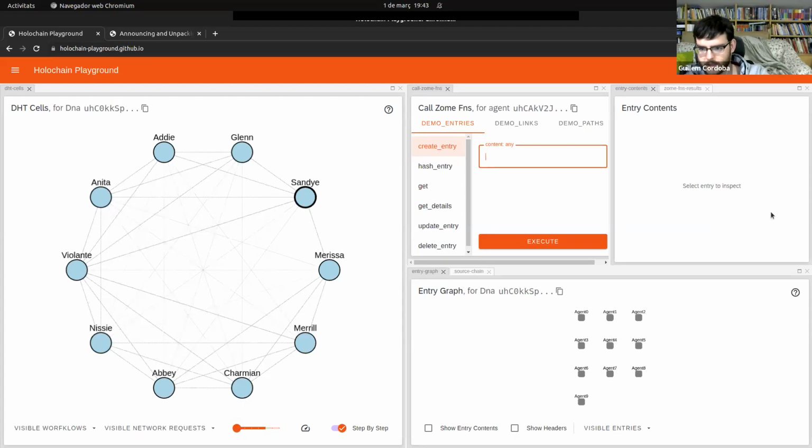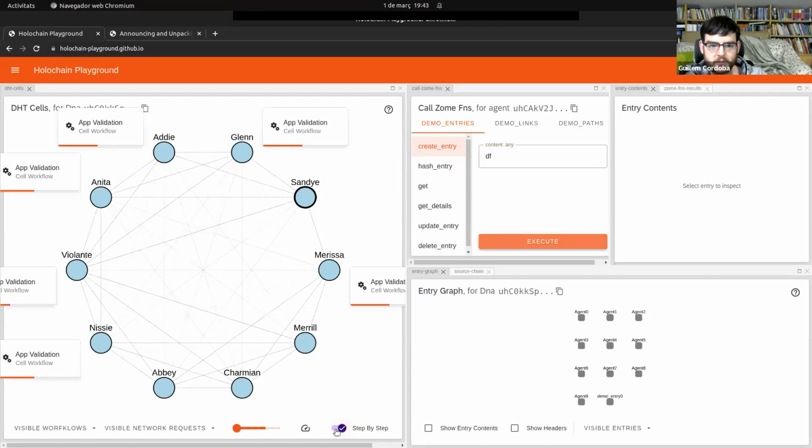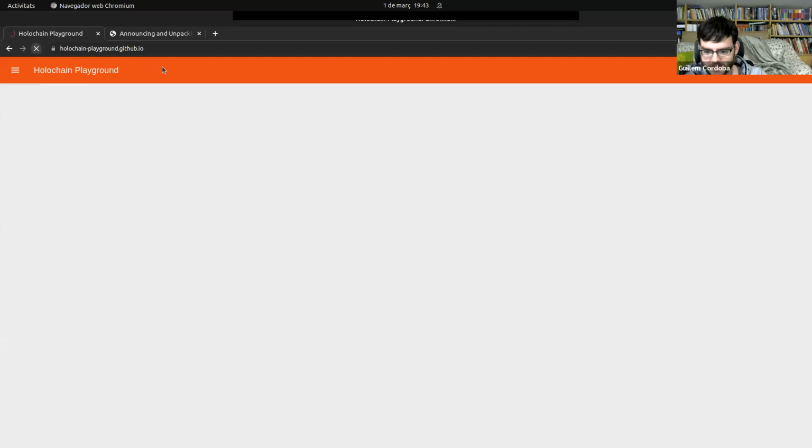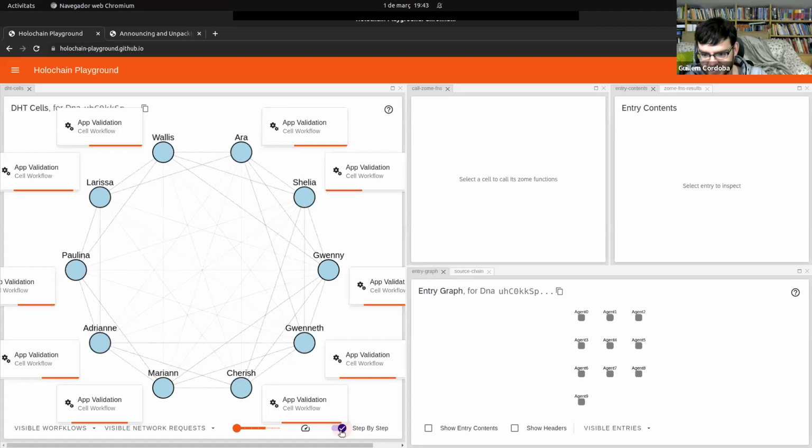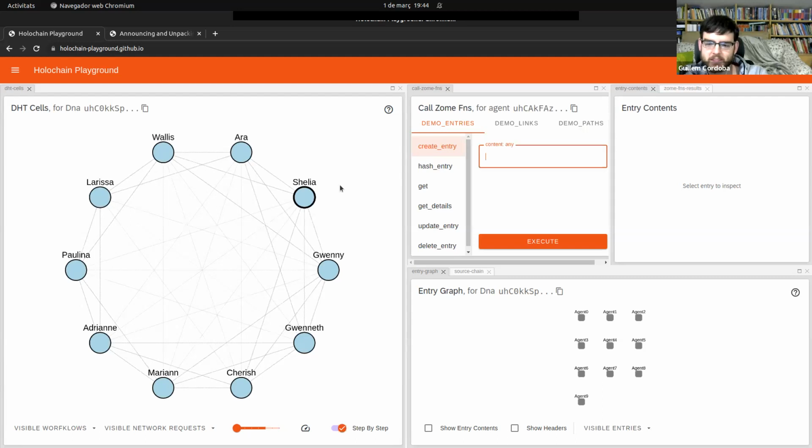So Sandy creates an entry, right? Okay. Execute, and now the Zol is step by step. Ooh, seems like I have a bug, and this is unfortunate. Oh, it seems I have a bug. Okay, so I can't do the step by step, but if you see, Shayla is going to create an entry, and then things are going to be flying around. Okay, I'm going to have it very slow so that we can see.